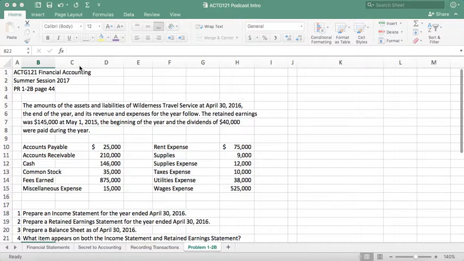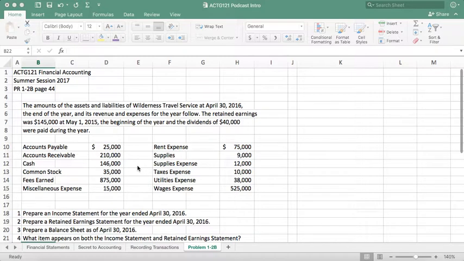This video or podcast is going to be about problem 1-2b in your book on page 44. Here we go: the amounts of the assets and liabilities of Wilderness Travel Service, and they've listed them out. For retained earnings, they give us that dollar amount at the beginning of the year. This is a company whose year begins May 1 and ends the next year on April 30th. So this is called a fiscal year, F-I-S-C-A-L, rather than a calendar year.